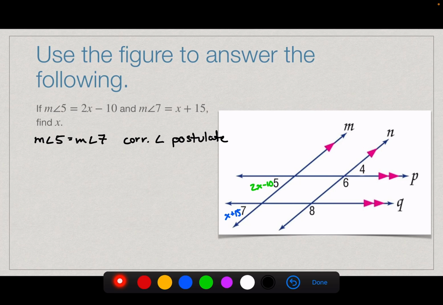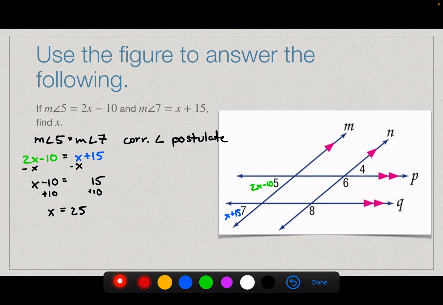So if we know that they're going to be the same, we can say that 2x minus 10 equals x plus 15. And so let's do some math here. We're going to subtract the lowest amount of x's from both sides. We're going to end up with x minus 10 equals 15. All right, we're going to add 10 to both sides, and that tells us that x is going to equal 25.